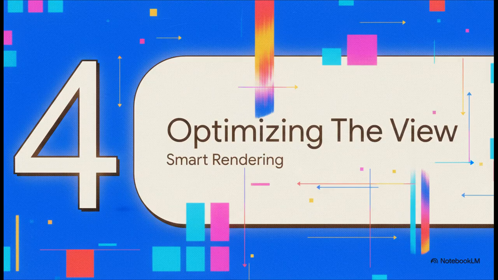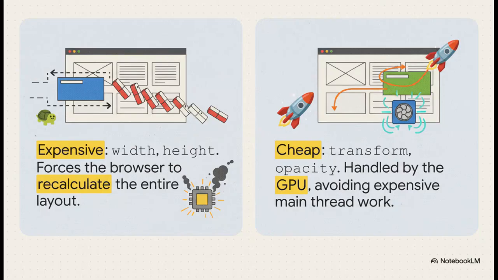So we've talked about how to manage the tasks we give the main thread, but that's only half the battle. What about the actual process of drawing stuff on the screen? Optimizing the rendering is another huge piece of this puzzle. It's all about making that painting process as cheap and fast as possible. You have to know this.